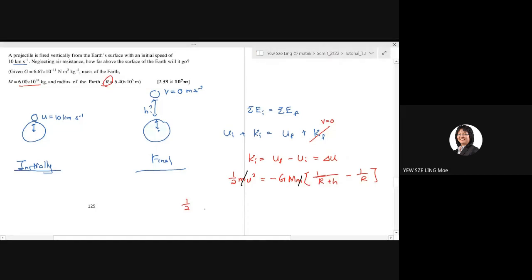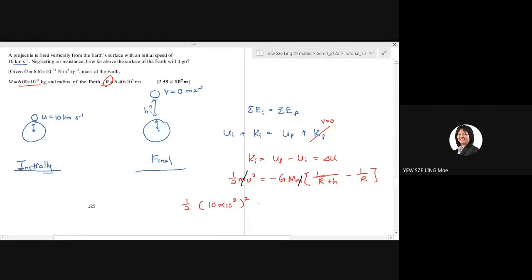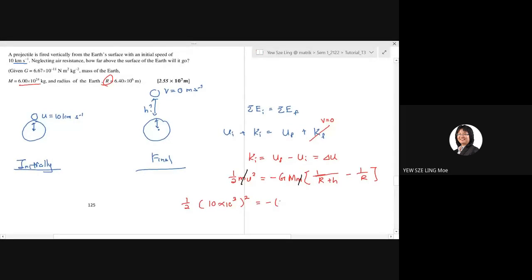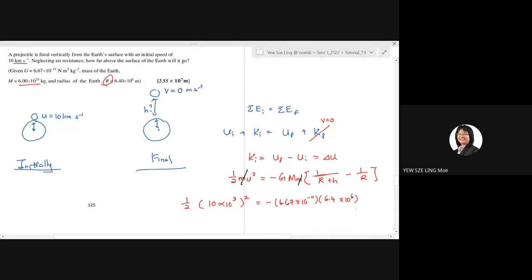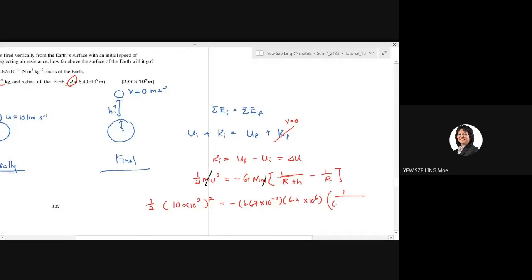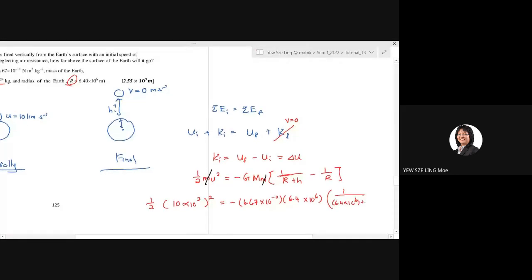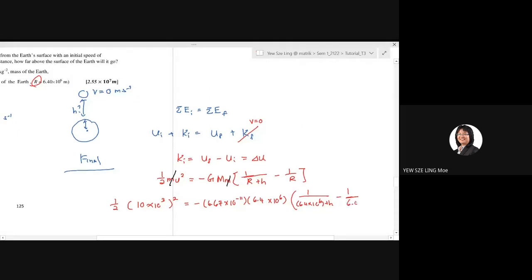So it's left with just the velocity, which is 10 times 10 to the power of 3, so 10,000 meters per second, squared, equals negative 6.67 times 10 to the power of negative 11 times 6.4 times 10 to the power of 6. And then for the R, 1 over 6.4 times 10 to the power of 6 plus H, minus 1 over R, which is 6.4 times 10 to the power of 6.